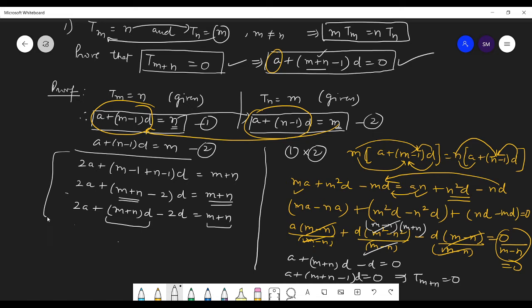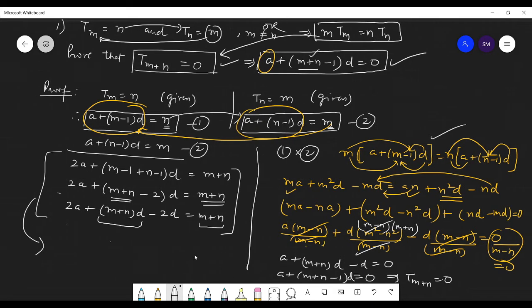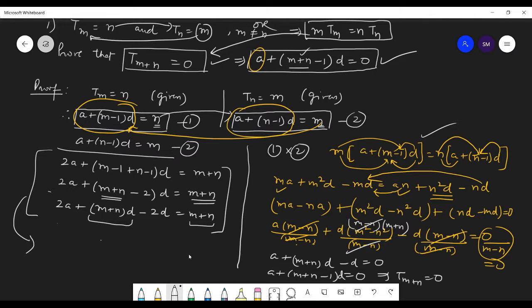This way also it will take some time. I don't know where we get stuck, but okay, follow this way. So it means if this result is given to you, then also Tm plus n will be 0. Okay. So either this is given to you or this is given to you. So we did some questions based on it yesterday, but today we have done its proof.